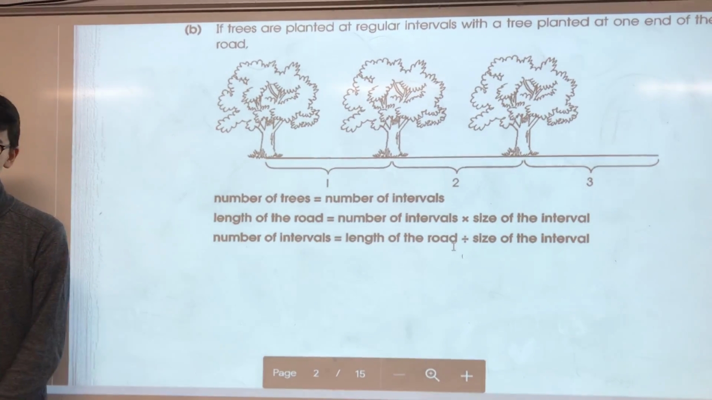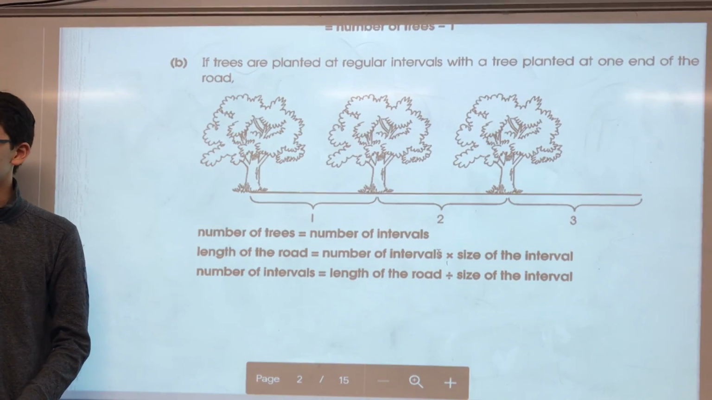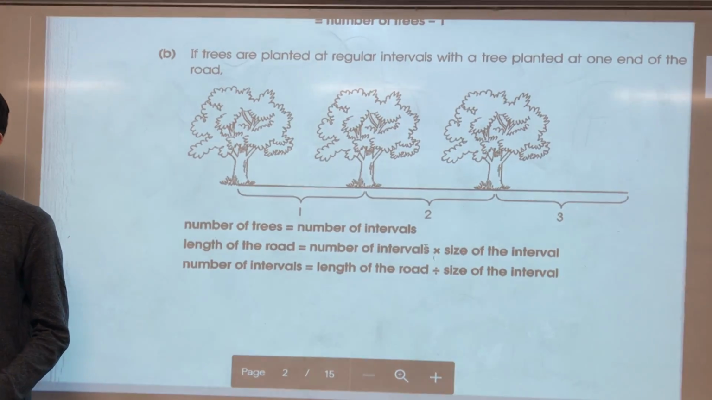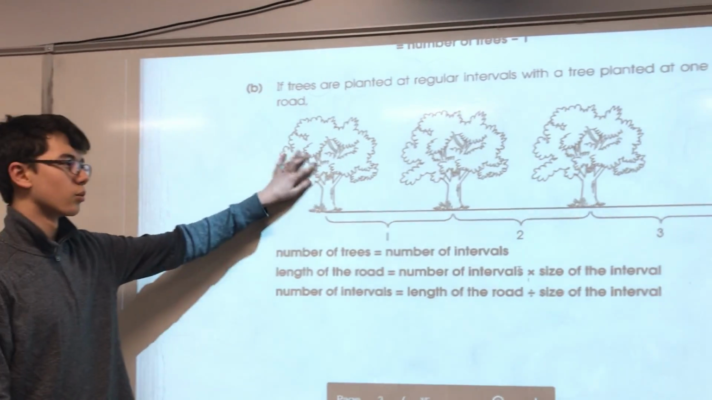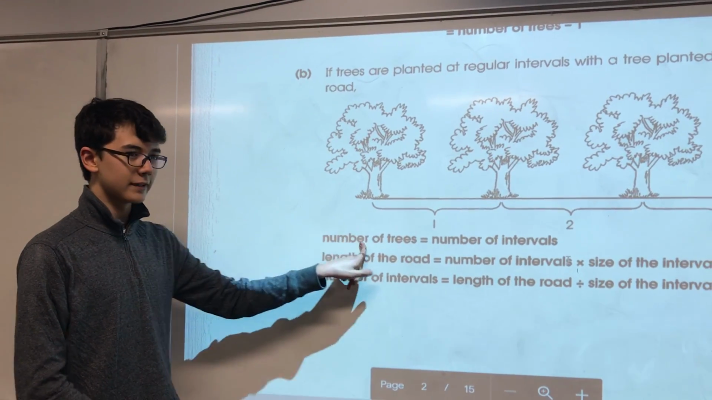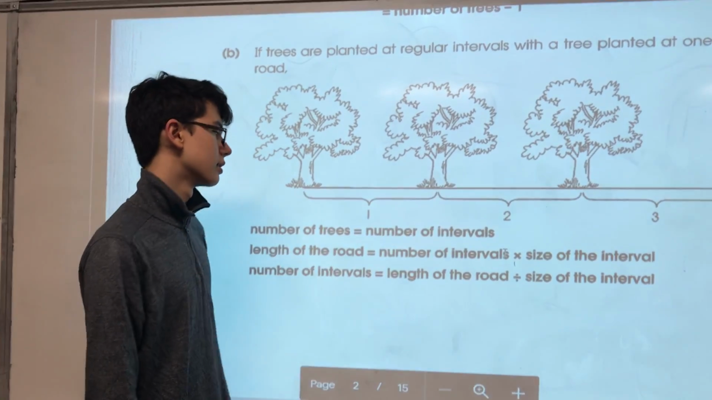Right. So what's different about this picture than the other one? There's no tree on the end of the picture. Yeah, so we have trees in the middle, but only a tree on one end. So the number of intervals will equal the number of trees. So 3 intervals and 3 trees.